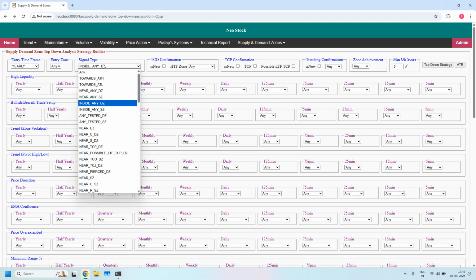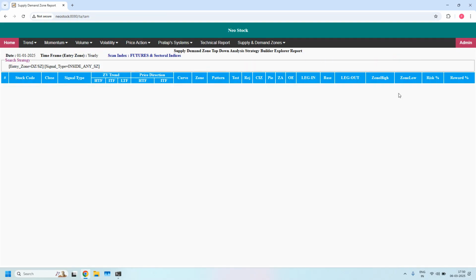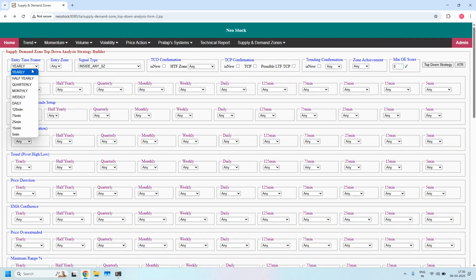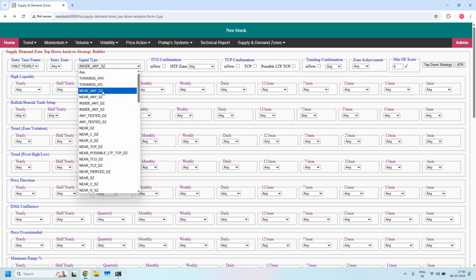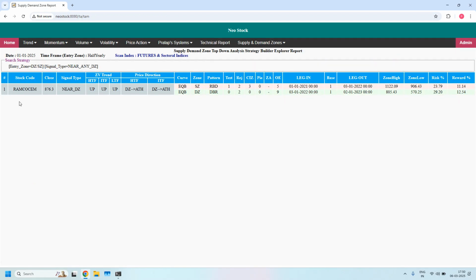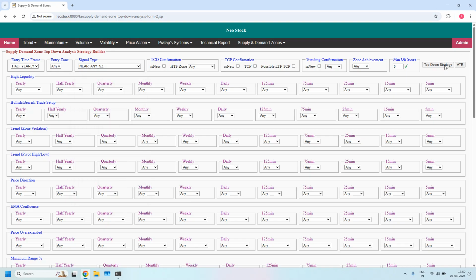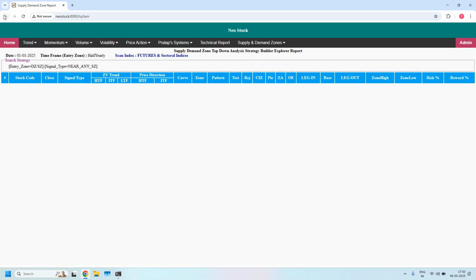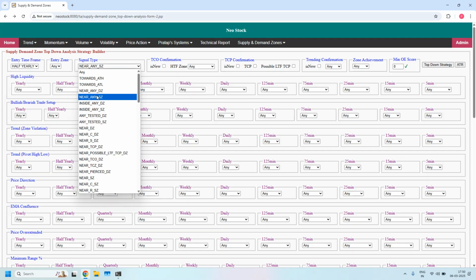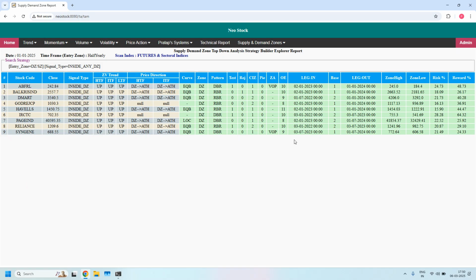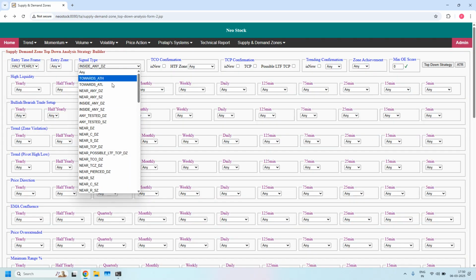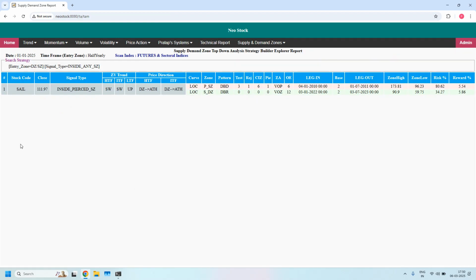For yearly time frame, price closed inside the yearly supply zone, no stocks are available. Next time frame is half yearly, stocks near half yearly demand zone, we got 1 stock. Next, for half yearly time frame, stocks near half yearly supply zone, no stocks are available. Next, half yearly time frame, price closed inside the half yearly demand zone, we got 9 stocks. Next, half yearly time frame, price closed inside half yearly supply zone, we got 1 stock.